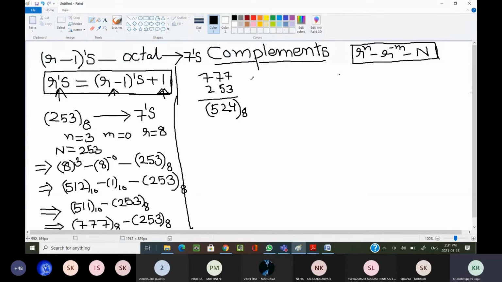Hope everyone is done up to here. Everyone completed? Okay. Now if you have completed this problem, do one more problem. I can give you one more problem. 5416.23 of base 8. Calculate the 7's complement of the given number.